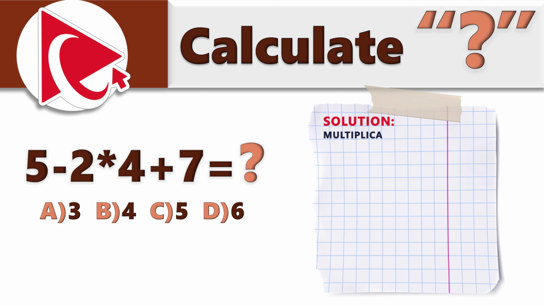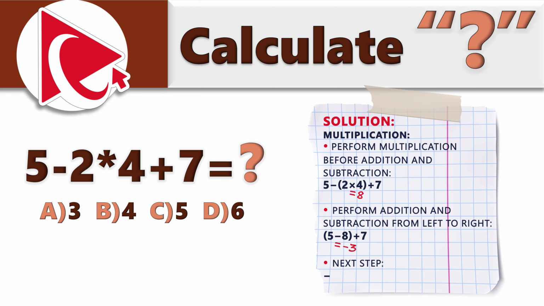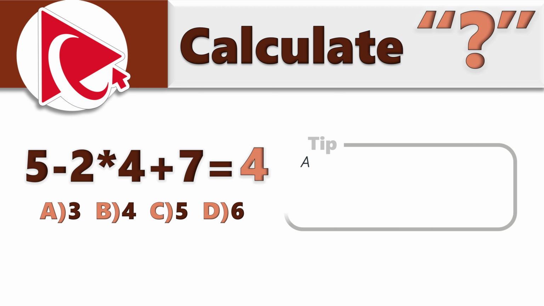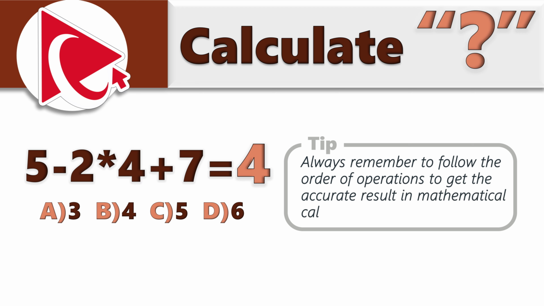We first need to do multiplication. 2 multiplied by 4 equals 8. So the updated expression will be 5 minus 8 plus 7. The next operation is from left to right. We need to do subtraction. 5 minus 8 equals minus 3. Next step, minus 3 plus 7 equals 4. So the tip here is always remember to follow the order of operations to get the accurate result in mathematical calculations.